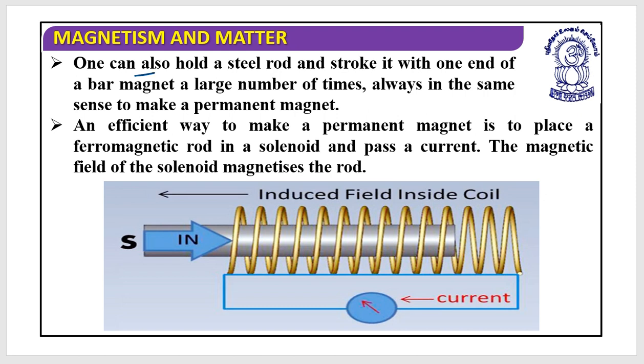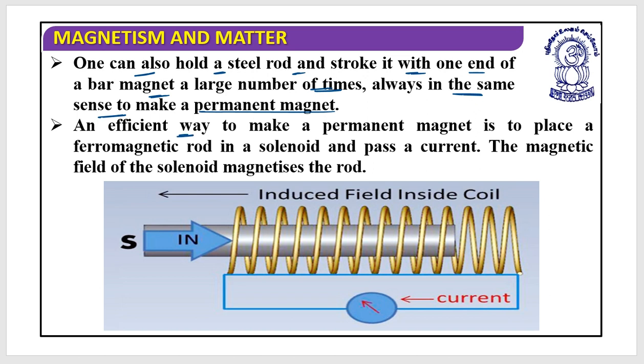One more option is one can also hold a steel rod and stroke it with one end of a bar magnet a large number of times, always in the same sense, to make a permanent magnet. These are the cases through which we can make a permanent magnet.